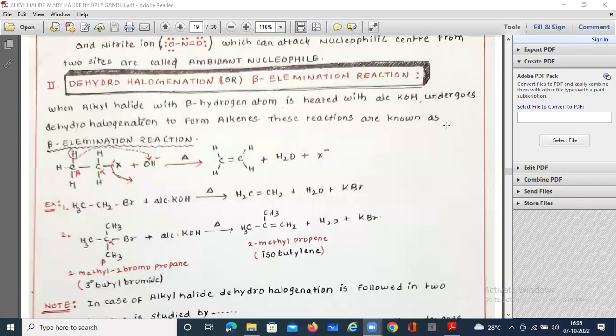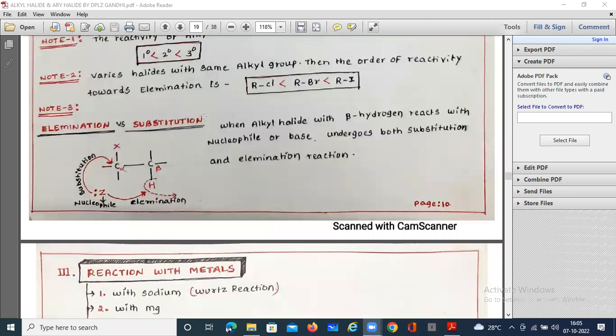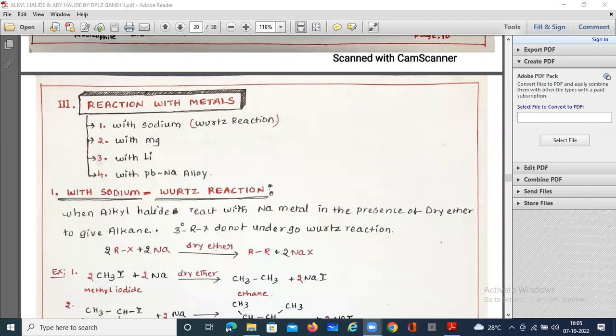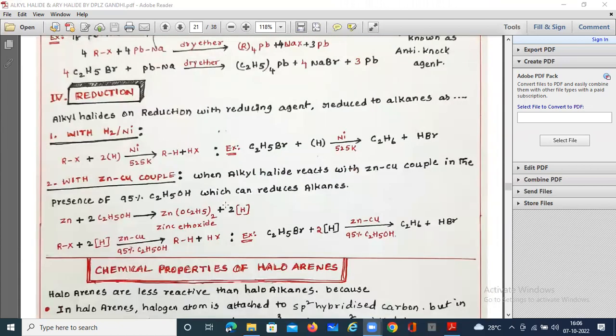Hello, dear students. In the previous class, we studied dehydrohalogenation under the beta elimination reaction, Saytzeff's rule, and the differences between the elimination and the substitution reaction. And the third part was alkyl halides reacting with metals, which includes sodium, that is nothing but the Wurtz reaction, and magnesium, lithium, and the lead-sodium alloy. And the last part is reduction, which includes the reaction with hydrogen over nickel and with the zinc-copper couple.